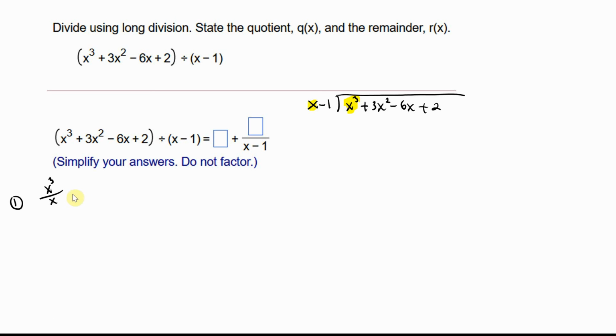So when we do that, we get x to the second. So I put the x to the second, and I just write it right up top. It's fine. X to the second. Then I'm going to multiply x to the second times this x minus 1. So x to the second times x is x to the third. X to the second times negative 1 is minus x squared.